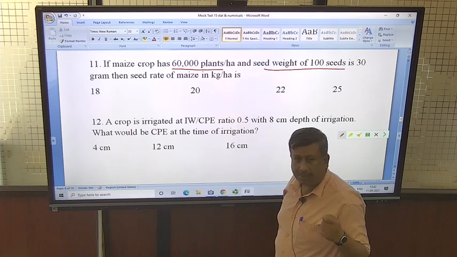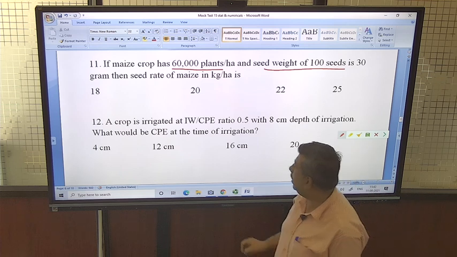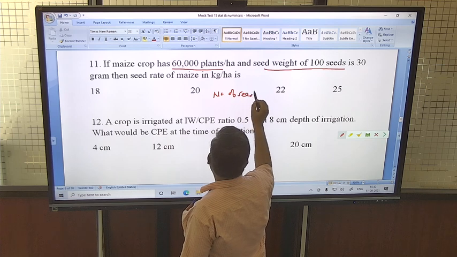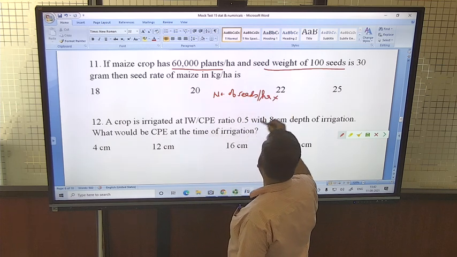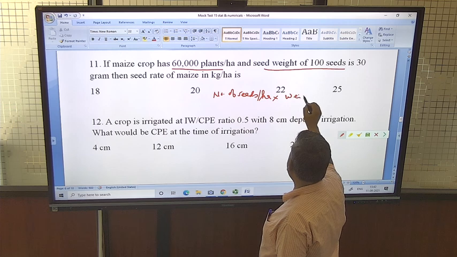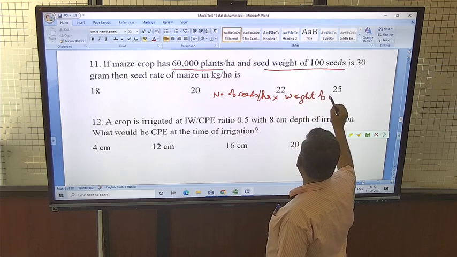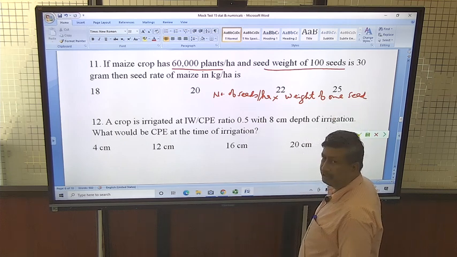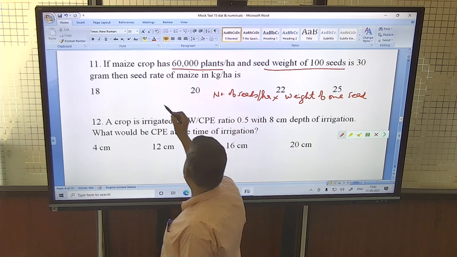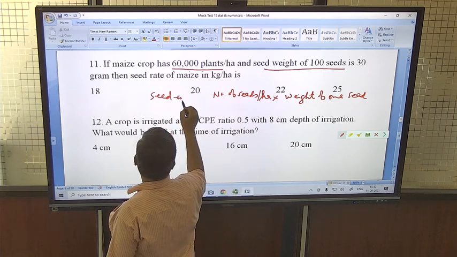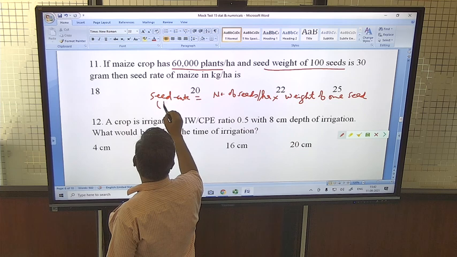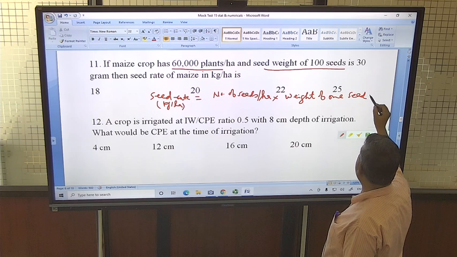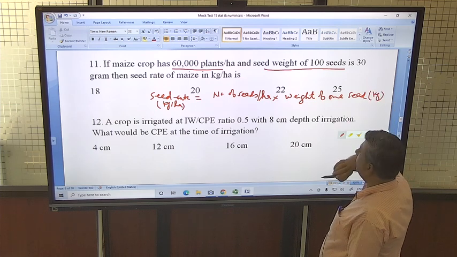So basic concept of seed rate is how many seeds are required per hectare: number of seeds per hectare multiplied by weight of one seed. So simple calculation by using the basic formula. So seed rate is equal to, if we want to know kg per hectare, then we have to convert the weight of one seed into kg.